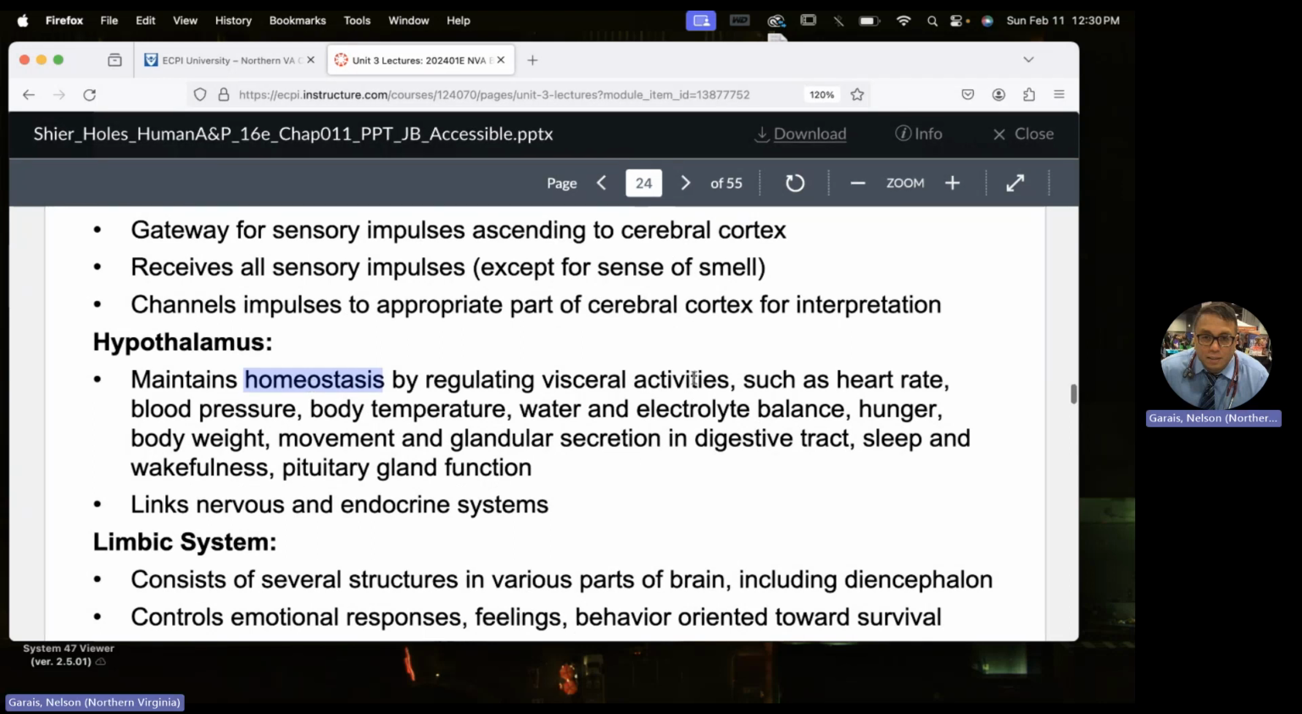And these are everything that has to stay stable. Your heart rate, blood pressure, body temperature, water and electrolyte balance. Even hunger. You can't be hungry all the time. Even though us diabetics in the room, it's hard, right? But all of this is what? A nice little cycle. Oh, looky here, sleep and wakefulness.